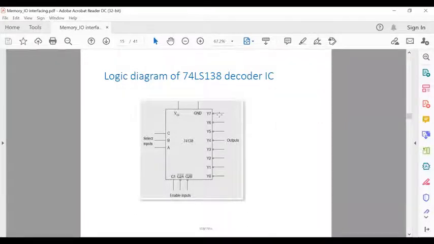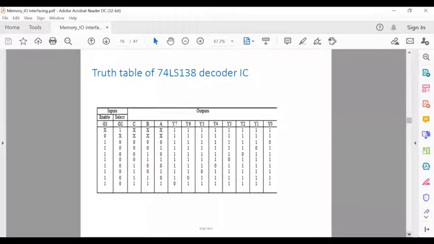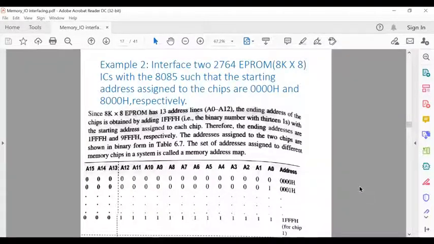Now I will explain one example based on this decoder IC to interface the microprocessor IC with this EPROM chip. So move on to the next slide. Is it clear up to this much? Do you have any queries, any doubt?